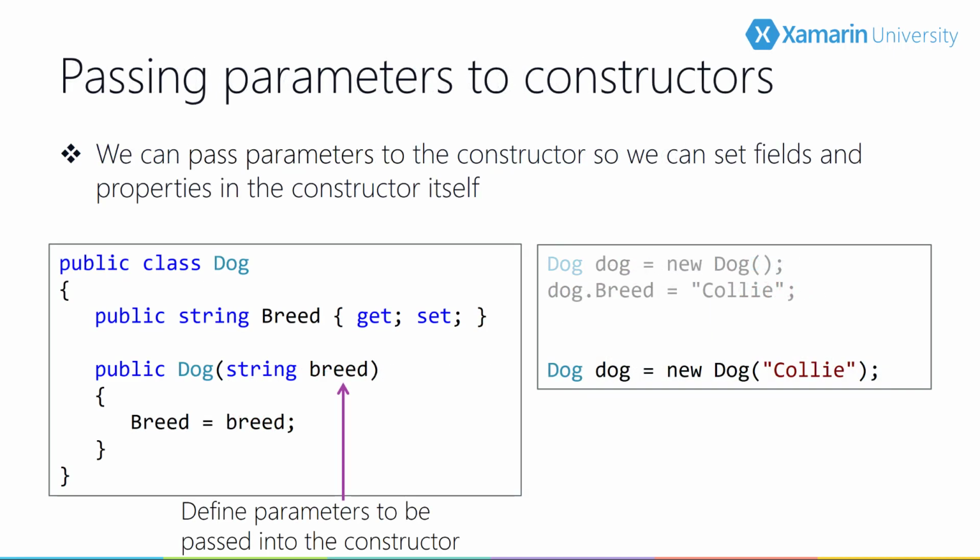Now remember, a constructor is nothing more than a special method, and methods have parameters. In this situation, you can see I created a constructor that requires a string. This means that if you want to create a dog using this constructor, you have to supply it a string. And we simply take that string and assign it to the breed property.